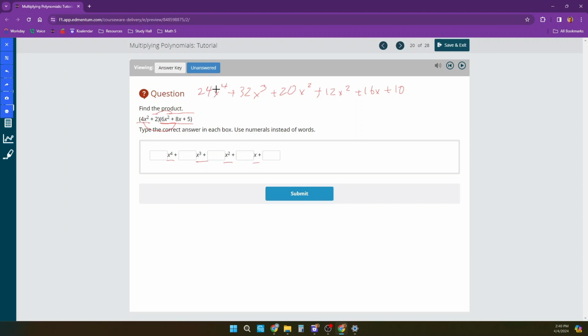So we only have one x fourth term, so 24x to the fourth. Took care of that. I only see one x to the third term, so likewise, we're going to put it down here. 32x to the third. I see two x squared terms, so I'm just going to do two steps in one and add them together now. So 20x squared plus 12x squared is going to be 32x squared plus 16x plus 10. And that should be our answer. Let's see if this works.